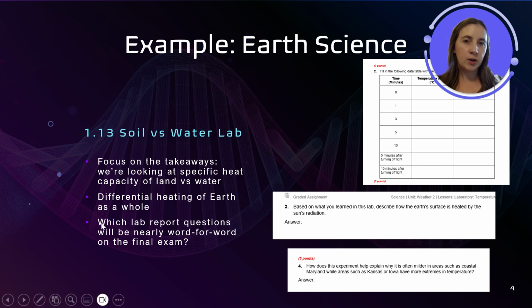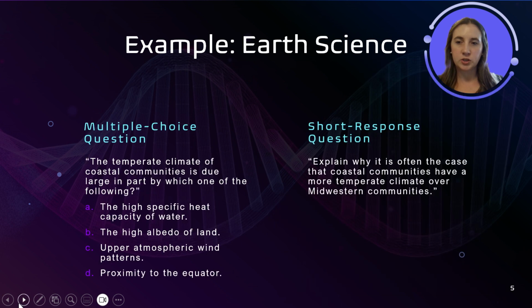So recall those and look at your data table, explore the ways that those were answered, and then looking here at the questions from the lab, there's one that discussed how Earth's surface is heated differently due to the sun's radiation. Think poles versus equator, think tilt, think direct angle of sunlight. And then there was another question that said, how does this experiment help explain why it's often milder in areas such as coastal Maryland versus Kansas or Iowa? So these were lots of questions on the unit test, and I'm going to show you an example of pulling this into a final test question.